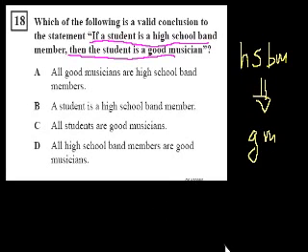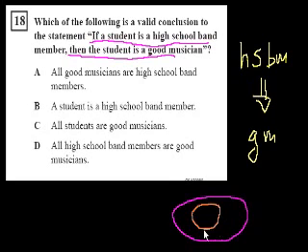We could have, the good musicians could be this circle, and the high school band members would be a subset of it, right? High school band, and this could be good musicians. So right, all high school band members are good musicians, but there could be people out here who are good musicians who aren't high school band members. So it's not choice A.